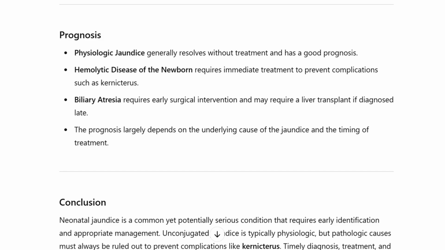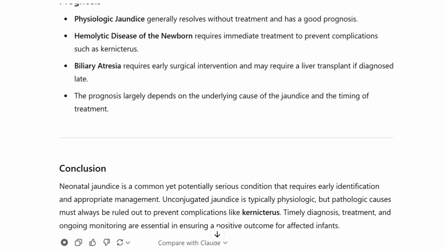Conclusion. Neonatal jaundice is a common yet potentially serious condition that requires early identification and appropriate management. Unconjugated jaundice is typically physiologic. Pathologic causes must always be ruled out to prevent complications like kernicterus. Timely diagnosis, treatment, and ongoing monitoring are essential in ensuring a positive outcome for affected infants.